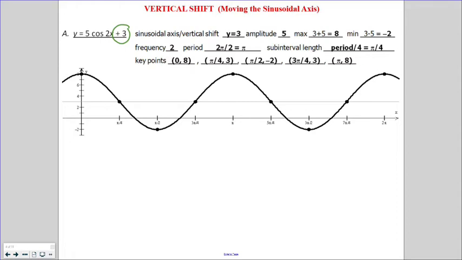We'll start with the sinusoidal axis or that vertical shift, get the amplitude, which is the number that sits in front of cosine or sine, and then find the maximum, the minimum, the frequency, the period, subinterval length. We'll list the first 5 key points, and then we'll start sketching, and we're always going to sketch 2 cycles of each graph. So you guys can take a minute. You can read examples A and B at the bottom of page 16. They're just examples on how we're going to do 1, 2, 3 on the next page of the notes.